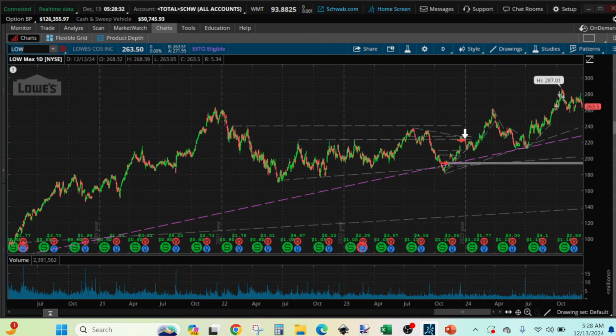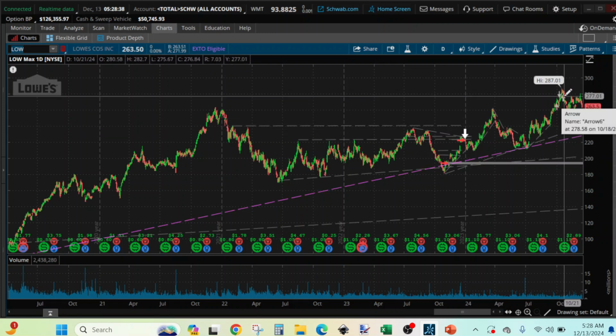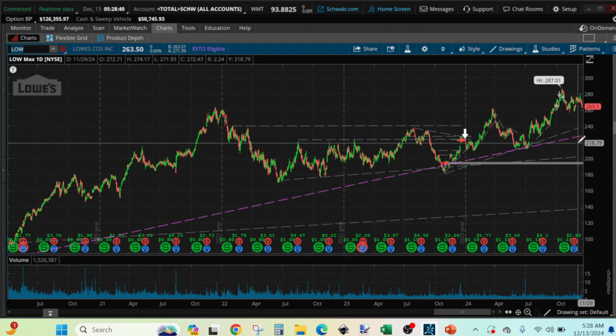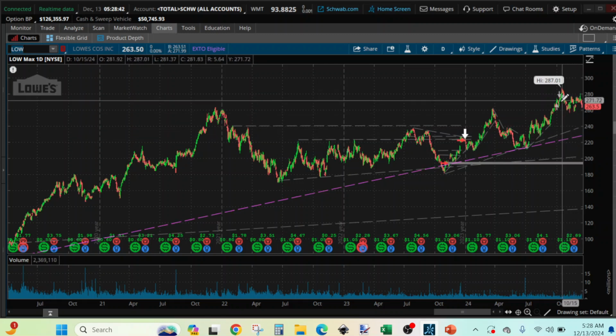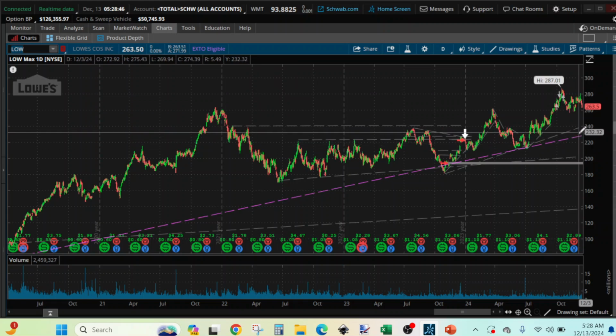LOW. So LOW, we like to buy around that purple line. We bought some already around that top. It went down on us, so the price went down. We can just wait for it to reach that line to buy.